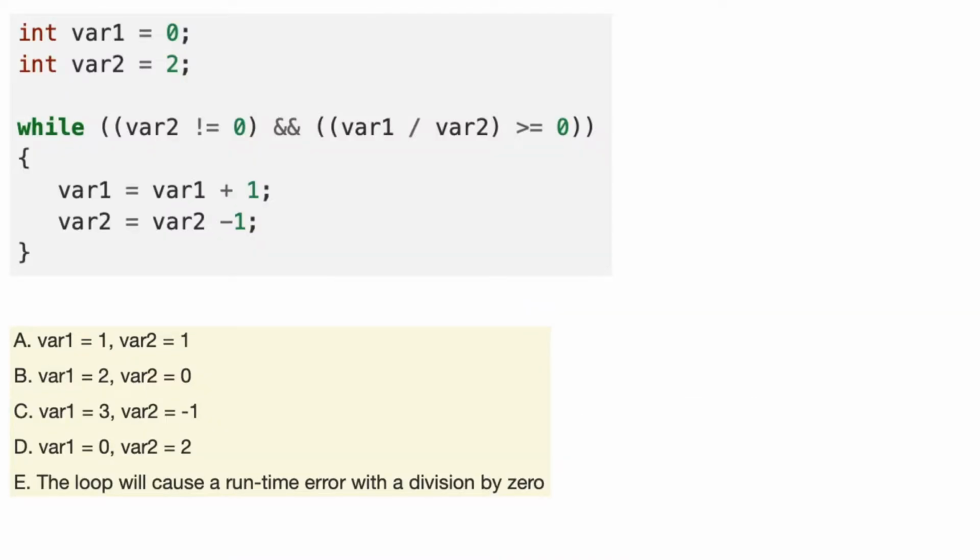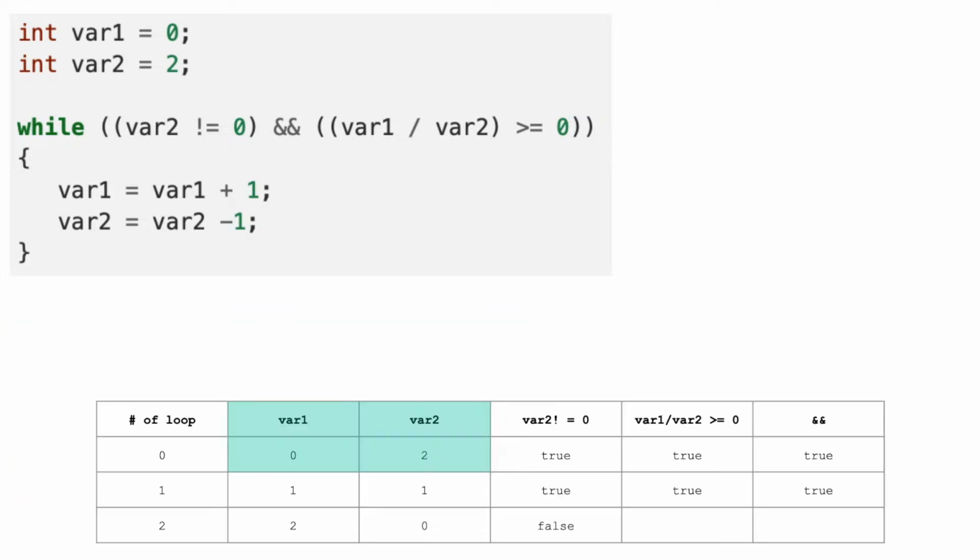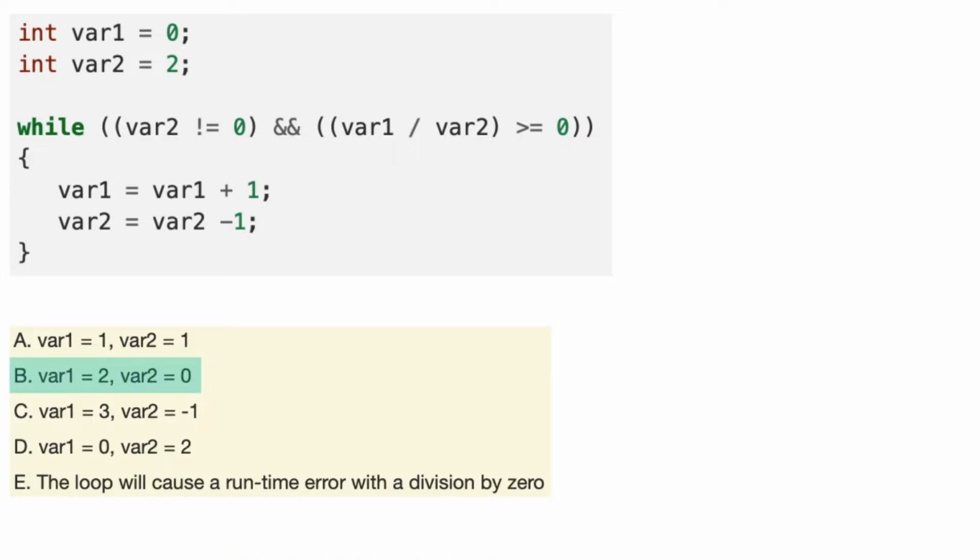What are the values of var1 and var2 when this code finishes executing? At the start of the program, var1 stores the value 0 and var2 stores the value 2. As long as the Boolean expressions evaluate to true, we will continue looping and updating the variables accordingly. What are the values of var1 and var2 when the Boolean expressions evaluate to false and the loop is exited? Well, var1 stores the value 2 and var2 stores the value 0. The trace table allowed us to verify answer B.